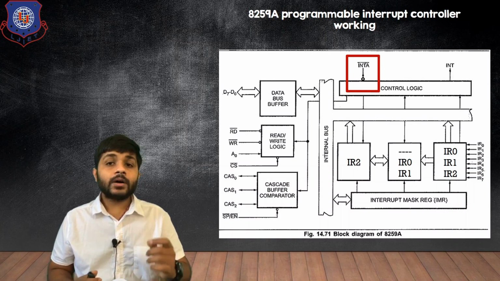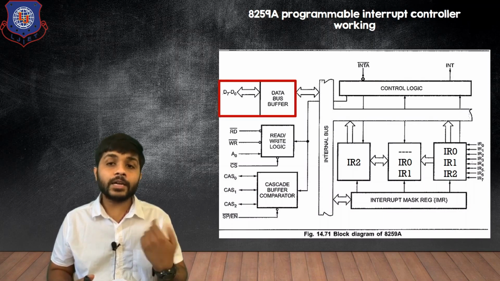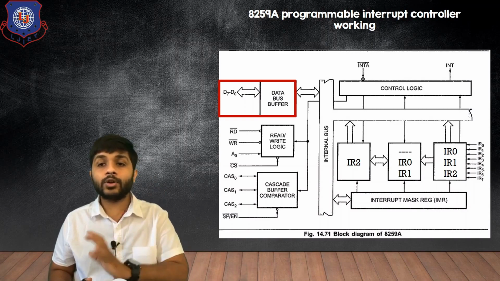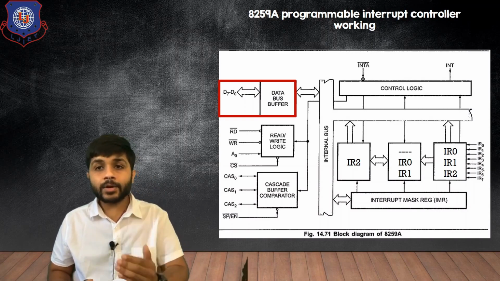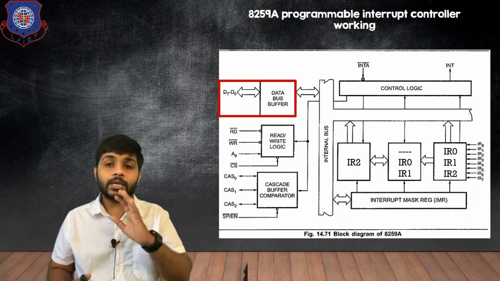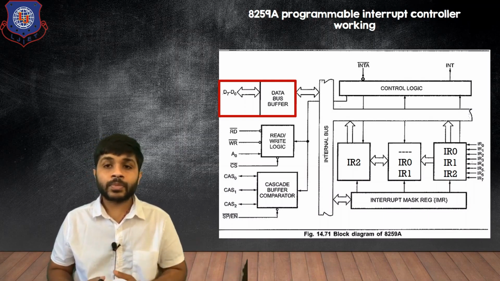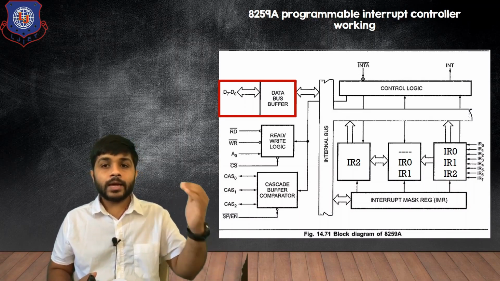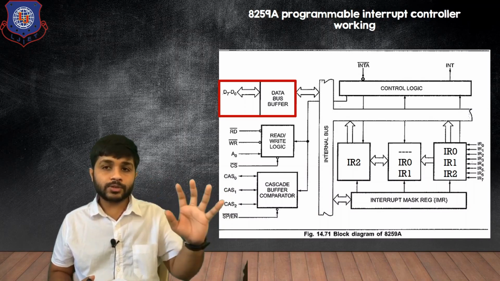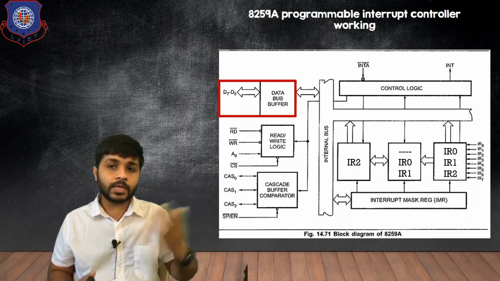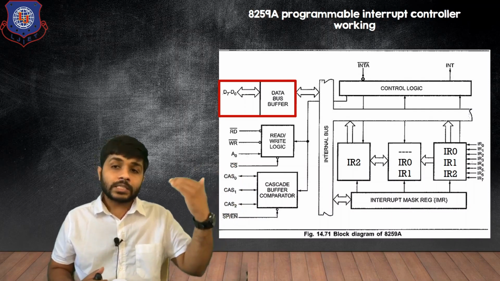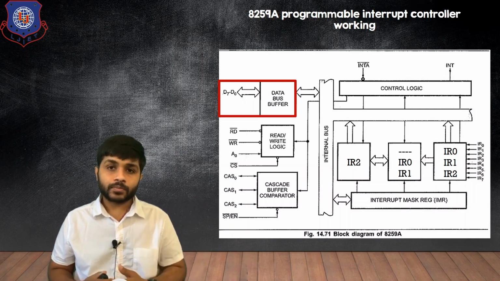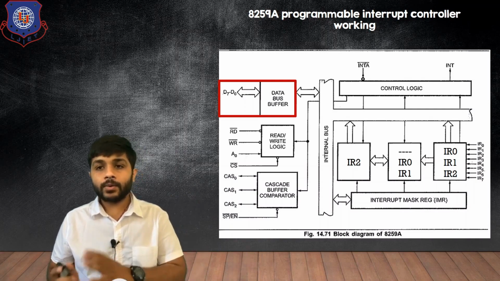In that case, the 8259A will send the vector location according to IR2, because each interrupt has a unique vector location. So when the interrupt acknowledgement is received by the 8259A, it will send the vector location to the microprocessor. When the microprocessor receives the vector location, it will jump to the vector location and from there it will execute the interrupt service routine. After the execution of the interrupt service routine is done, it will resume executing from where it had stopped. So this is how the 8259A works.